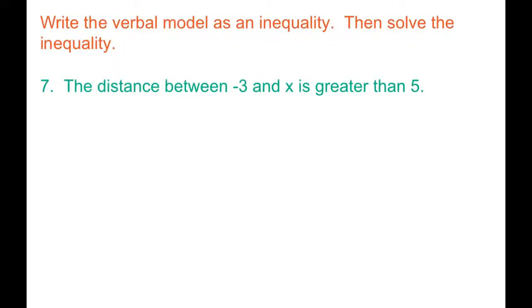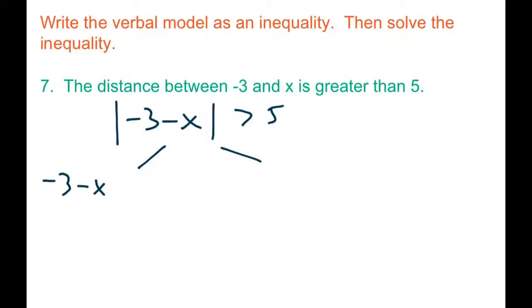Alright, same kind of problem. This time the distance between negative 3 and x, so that's going to be |negative 3 minus x|, is greater than 5. Alright, two parts. Negative 3 minus x greater than 5. This time it'll be an or, greater. Negative 3 minus x, change it to less than and make it negative 5.